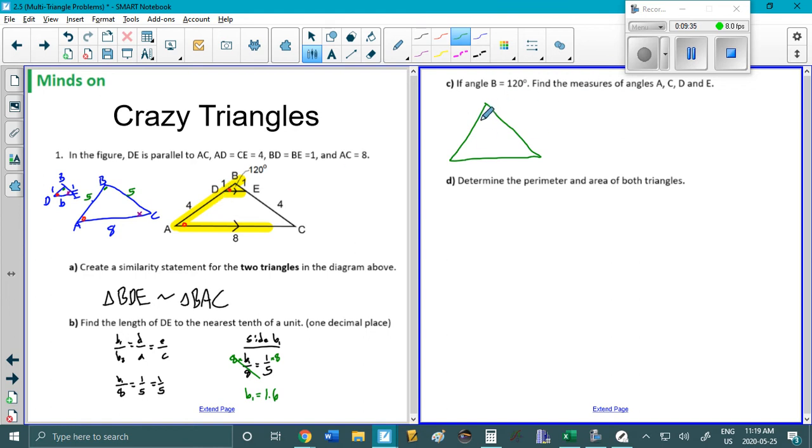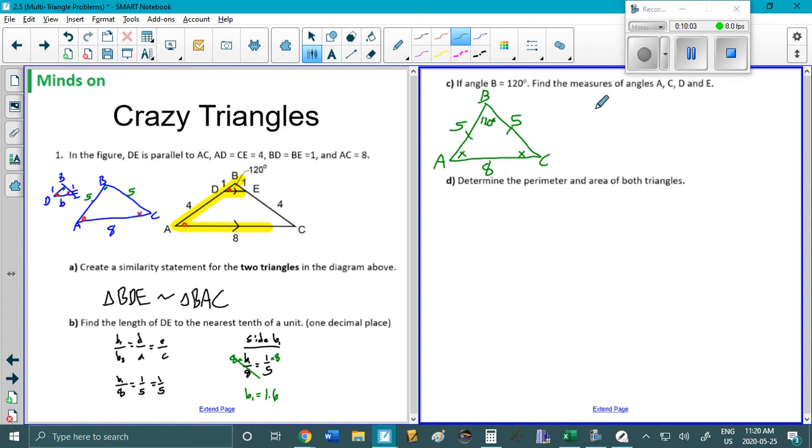Find the measures of the angles. So this is our big triangle. So 5, 5, and 8. This is 120. Check this out. What kind of triangle is this? Well, these two sides are the same, which means it's isosceles. So this is B, A, and C. So these two angles have to be the same.